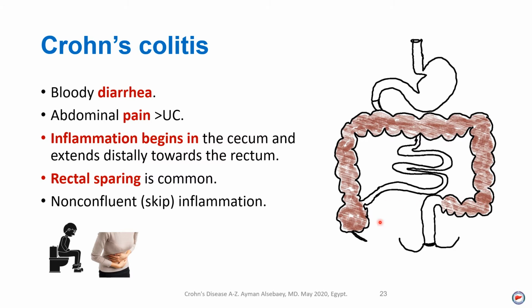Okay. In UC, you will find that the inflammation begins in the rectum and spreads proximally in a continuous pattern with sharp demarcation between the erythematous area and the normal area. And we have said before that rectal sparing in patients with UC is seen with rectal therapies, or in patients with primary sclerosing cholangitis, or in 30% of children patients.